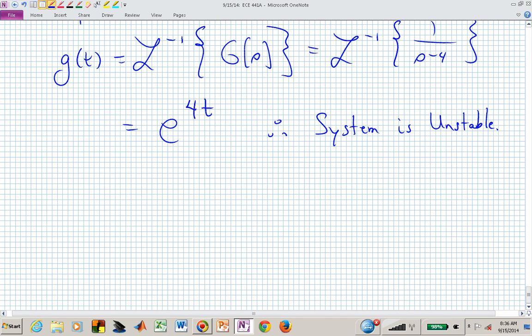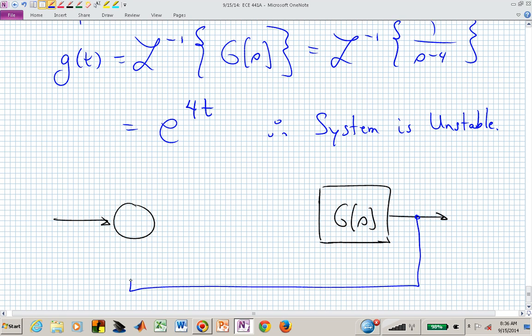Meaning we would probably want to, in this case, if this was our system, g of s, we might actually want to measure the output, feed that back, and compare it with maybe a reference signal, send the error between the comparison of where we want that system to move to and where it actually moved to, send that into a controller.